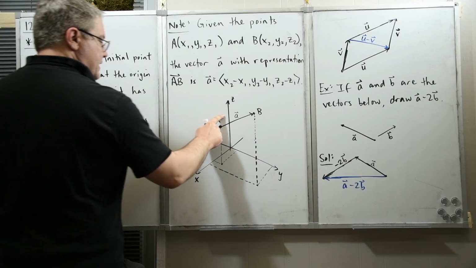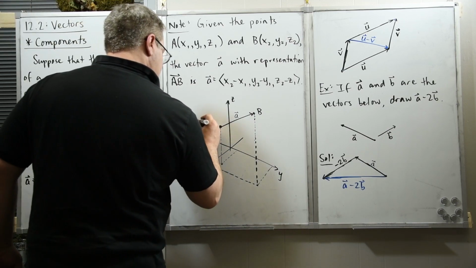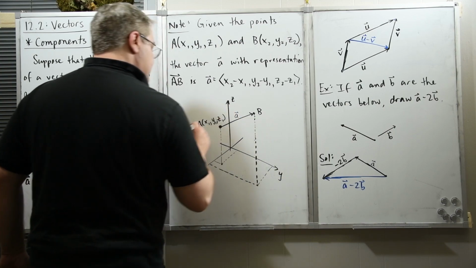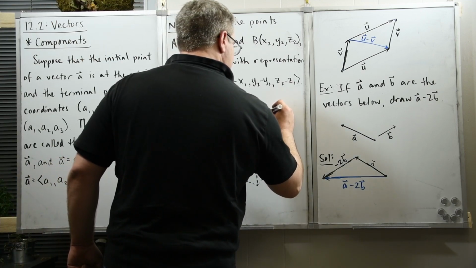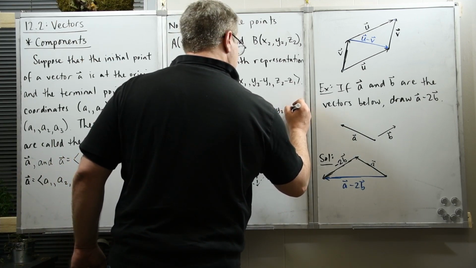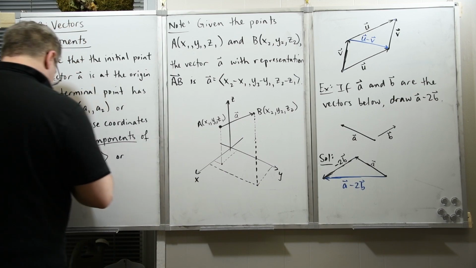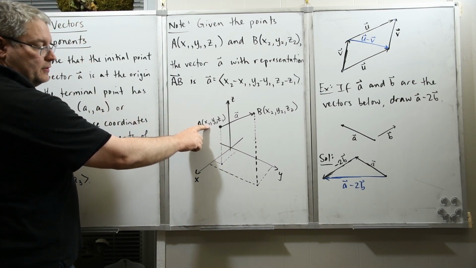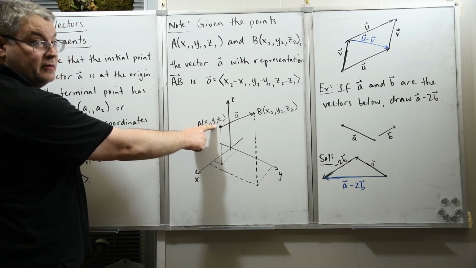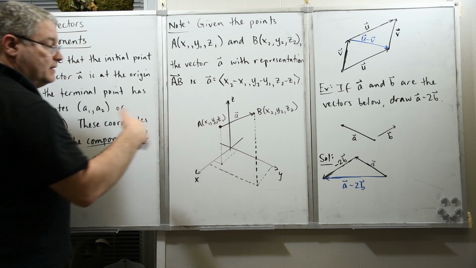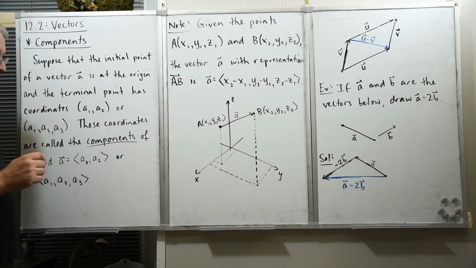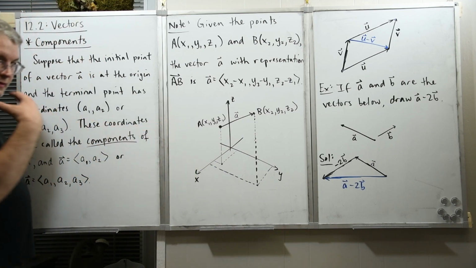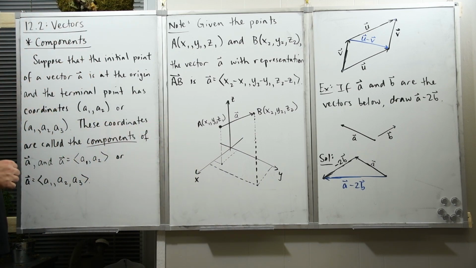Now, if this point A has x1, y1, and z1 as coordinates, and the point B has x2, y2, and z2 as coordinates, then shifting A to the origin means subtracting x1 from the first coordinate of A, subtracting y1 from the second coordinate of A, and subtracting z1 from the third coordinate of A. Doing that will shift this point to the origin. So now your initial point will be located at the origin.